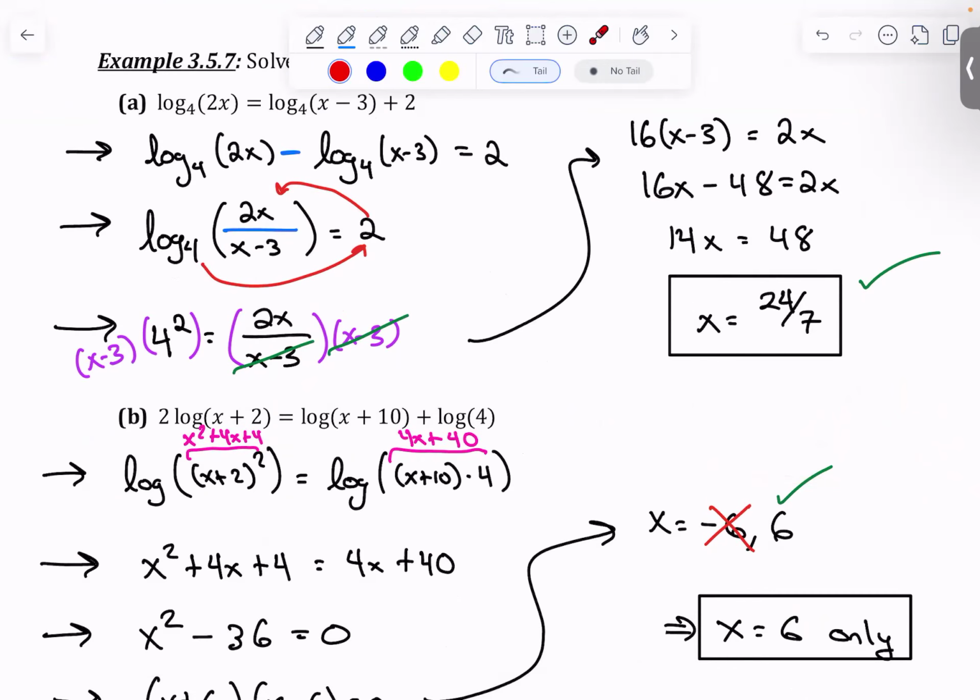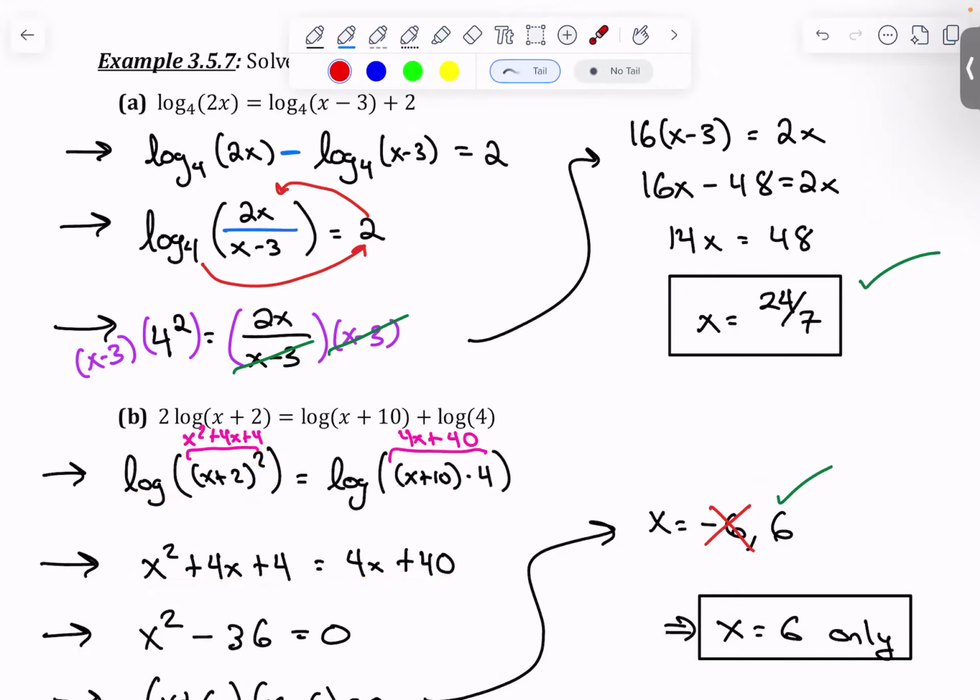But by the properties of logarithms, coefficients on the outside become exponents on the inside. So it's log of x plus 2 quantity squared is equal to log of x plus 10 times 4, which is really log of x squared plus 4x plus 4 equals log of 4x plus 40. They're the same base logarithm, so they can equal each other. So you set the insides equal to each other.